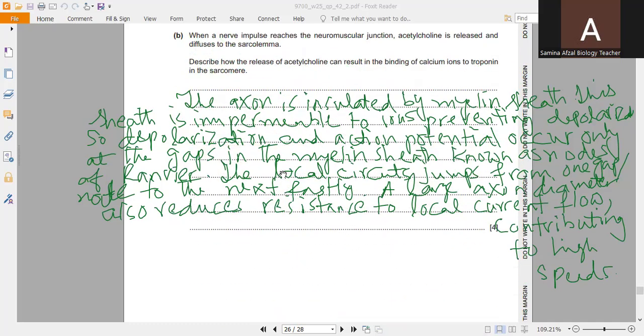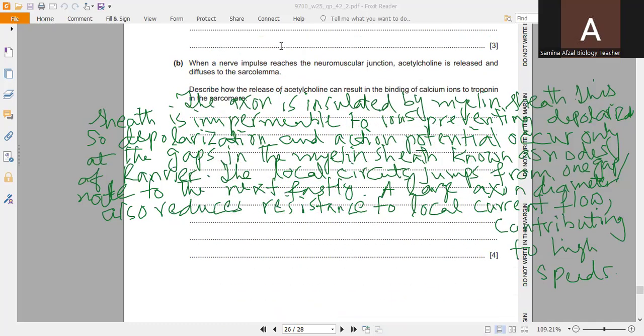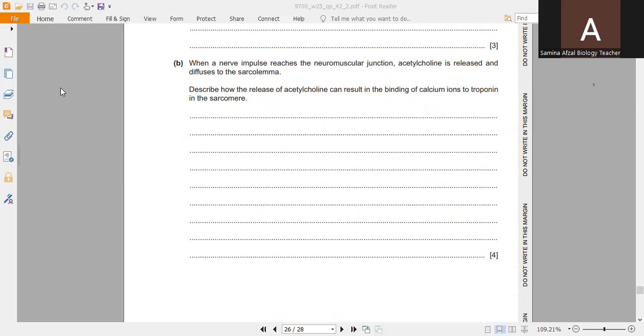Now, part two of this question is: when a nerve impulse reaches the neuromuscular junction, acetylcholine is released and diffuses to the sarcolemma. Describe how the release of acetylcholine can result in the binding of calcium ions to troponin in the sarcomere. So part B is here, as I would like to explain it.